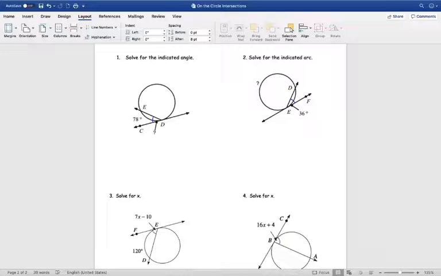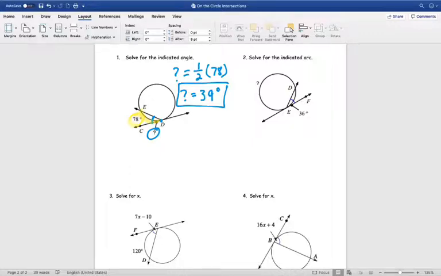I'm now solving for the indicated angle. I want to know what this angle right here is. They've told me that the arc measure right here is 78 degrees. So that angle, the question mark, should be half as big as that 78 degrees. So the question mark angle should be 39 degrees, because that angle is an inscribed angle and it should be half as big as that arc.